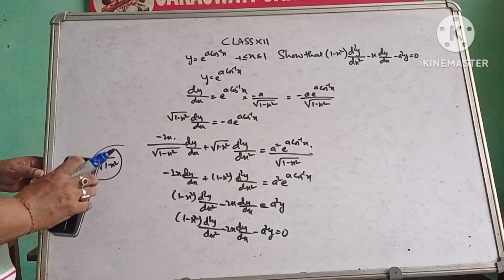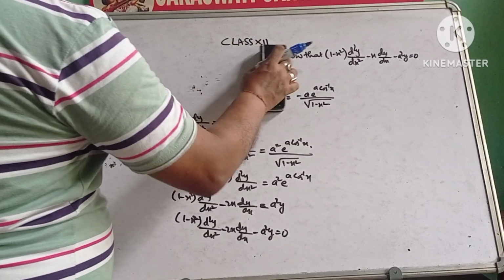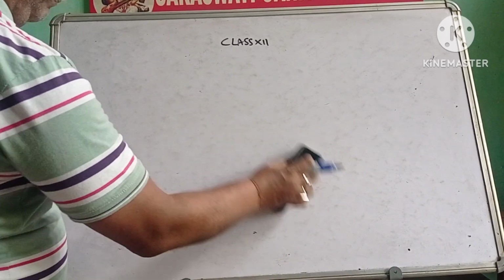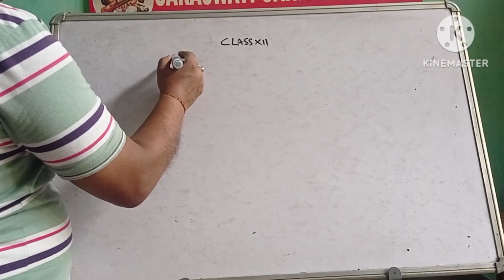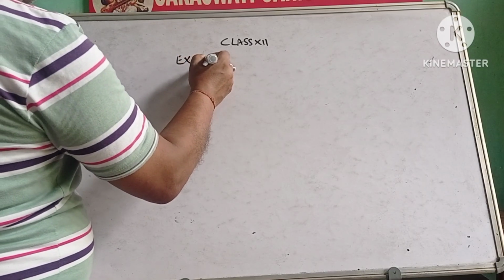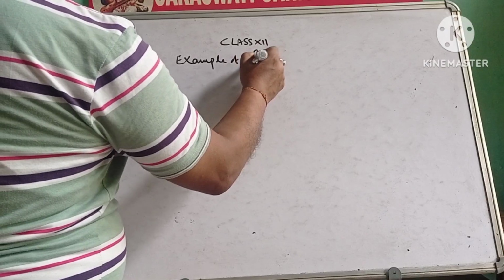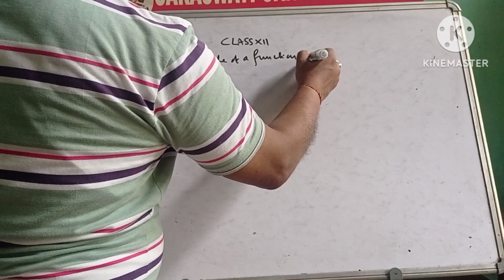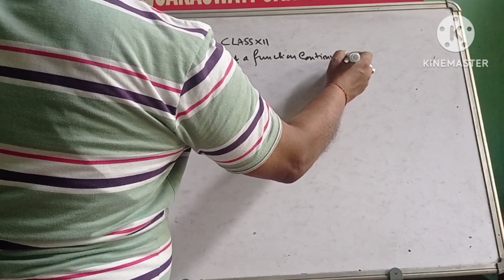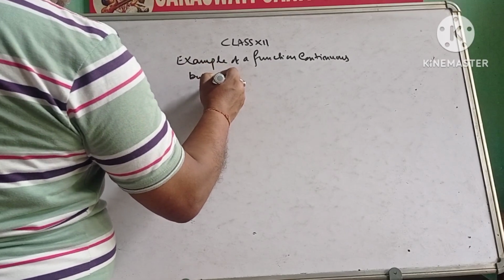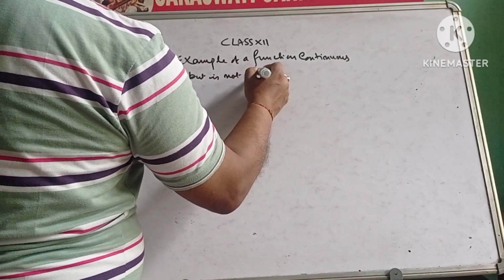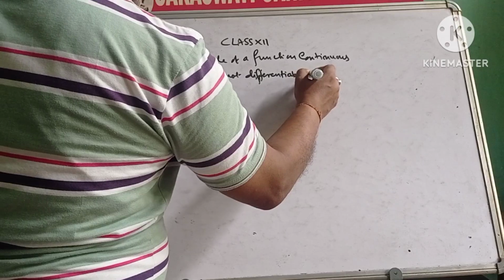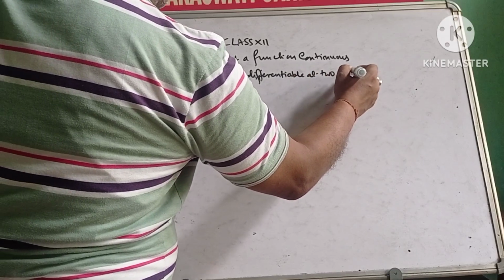And another small question was asked by my student, that we have to give an example of a function which is continuous, but it is not differentiable at 2 points.